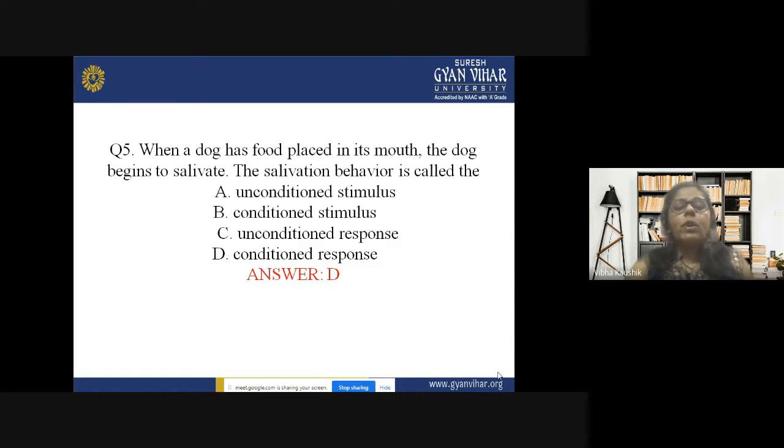The fifth one, when a dog has food placed in its mouth, the dog begins to salivate. The salivation behavior is called the. A. Unconditional stimulus, B. Conditional stimulus, C. Unconditional response, or D. Conditional response. So it's option B.